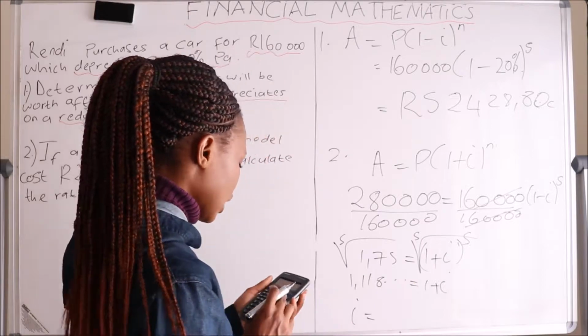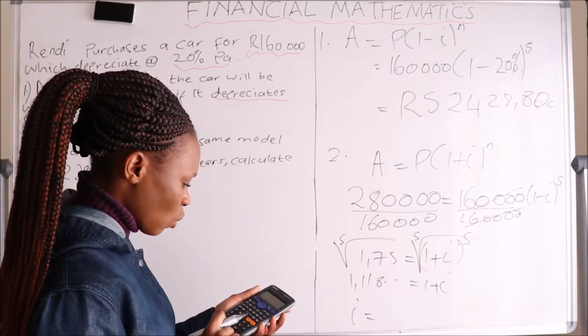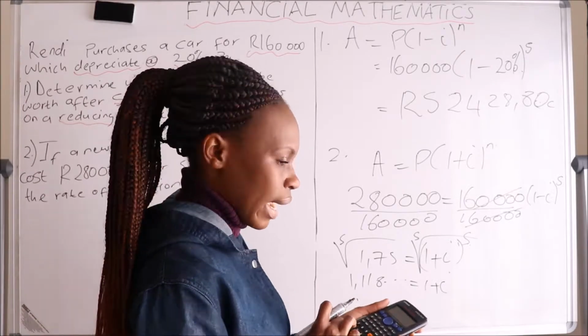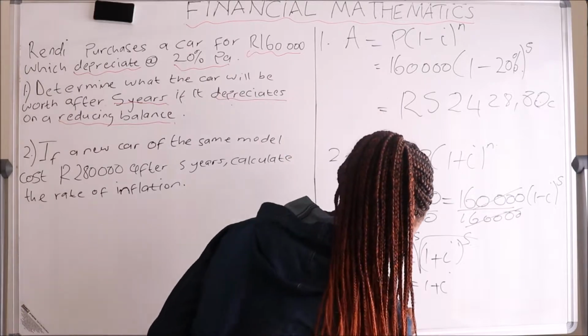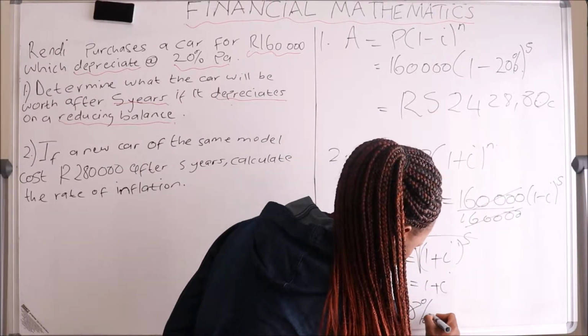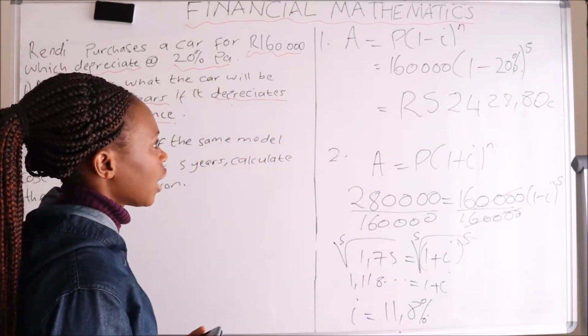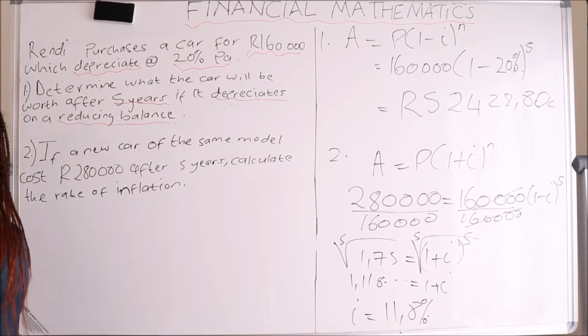It's a plus. To get my i as the subject of the formula, I just have to subtract 1, and after that multiply by 100, because the interest rate is actually in percentage. So the percentage here for the inflation is actually 11.8%. It's a very, very high inflation. Alright guys, I hope you understood this one as well.